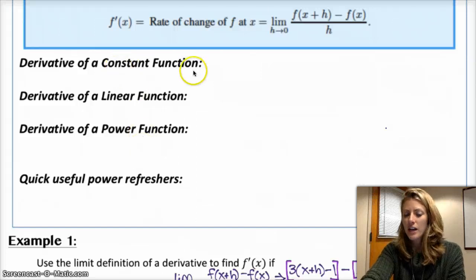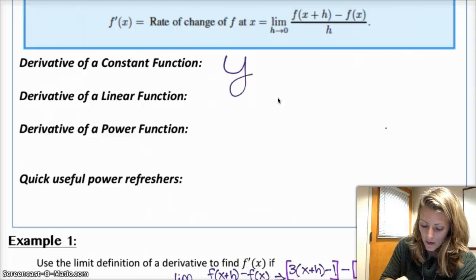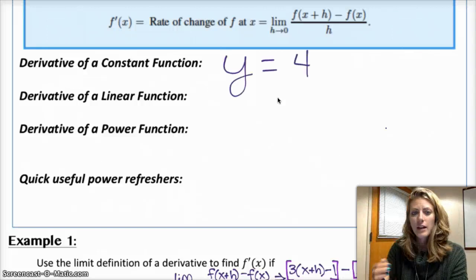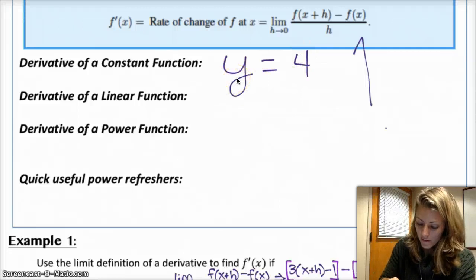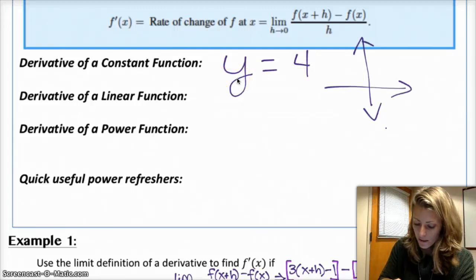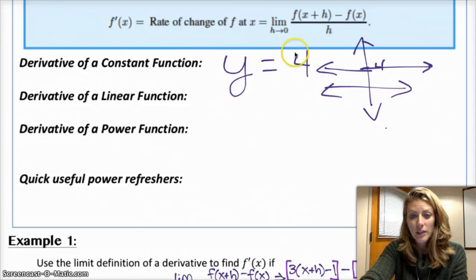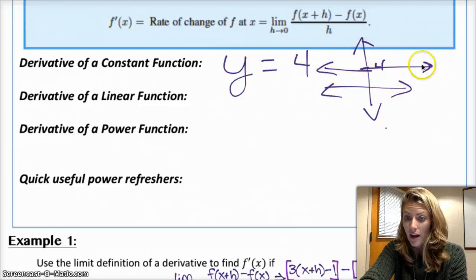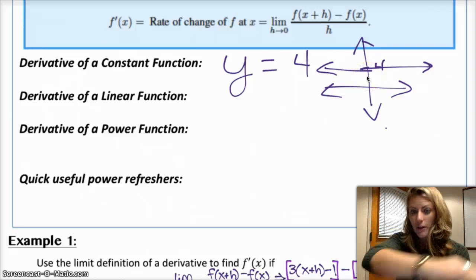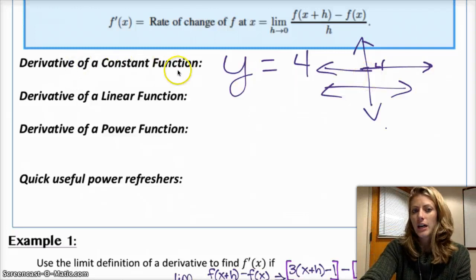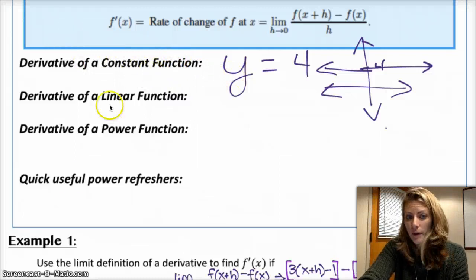But the derivative of a constant function, for example, might be y equals 4, right? Because 4 is a constant, y equals 4. So that graph looks like a horizontal line at 4, right? And so the derivative of this graph is always going to be 0 because it's always a horizontal line. The slope is always 0. So the derivative of a constant function, or the derivative of a constant in general, is always 0.